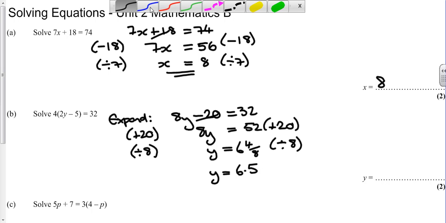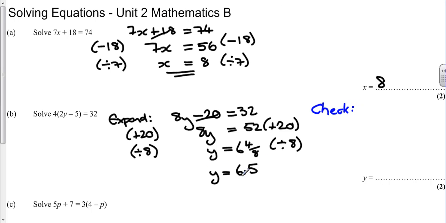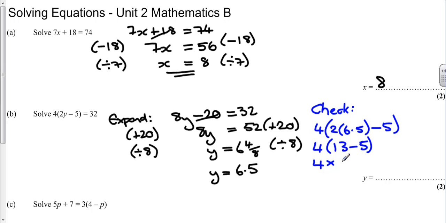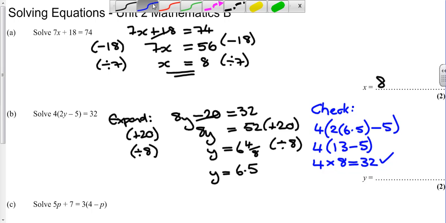If you're ever unsure about your answer, you can always check. And that's by putting the value you found back into the equation. So if we do that, we've got 4 and then brackets 2 times 6.5 minus 5. And if we've got the right answer, it should work out to be 32. Now if we first of all do 2 times 6.5, we get 13. And 13 take away 5 is 8, which gives us 32. So that's what we wanted, and therefore we're right to put an answer of 6.5.